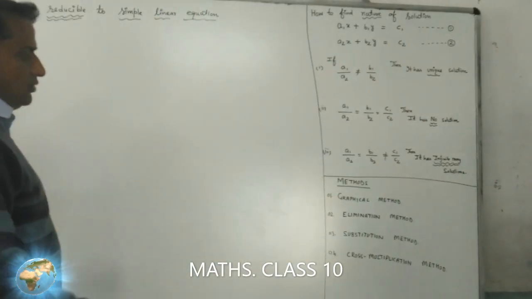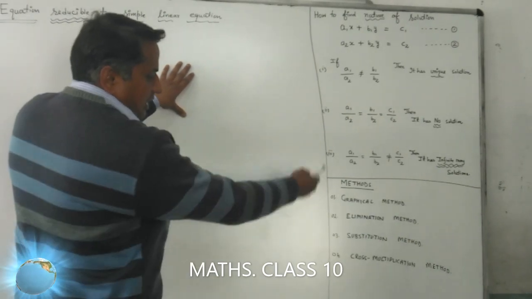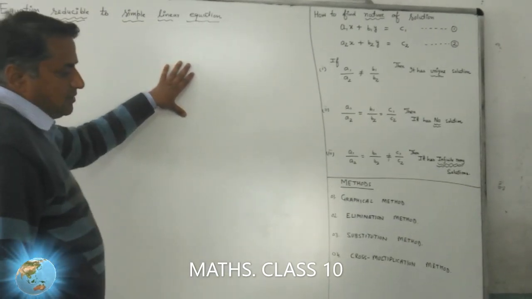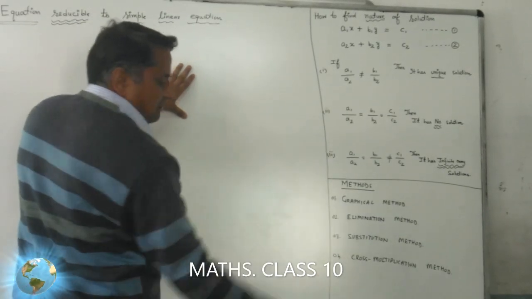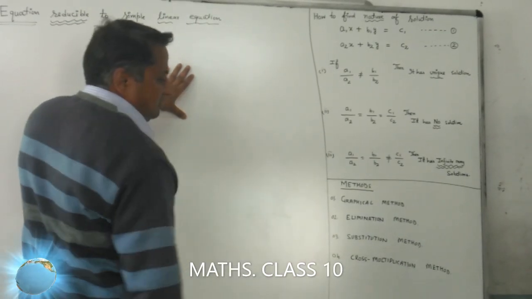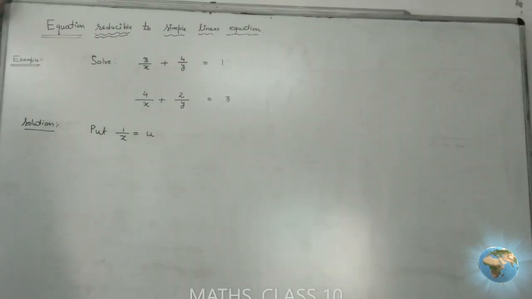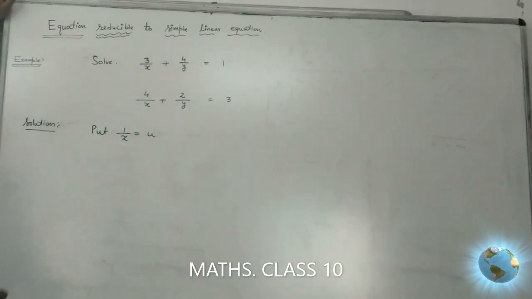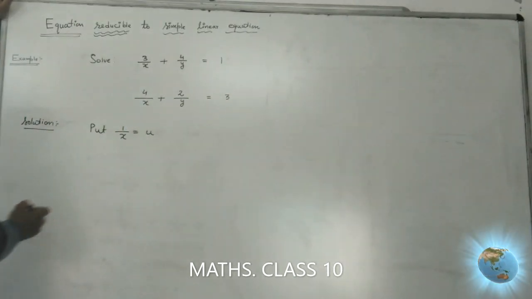And we know very well how to find the solution. We have nearly four methods. First, we have the graphical method. Second, the elimination method, third, the substitution method, and fourth, the cross multiplication method. Today we are going to discuss how to reduce a given equation to a simple linear equation.